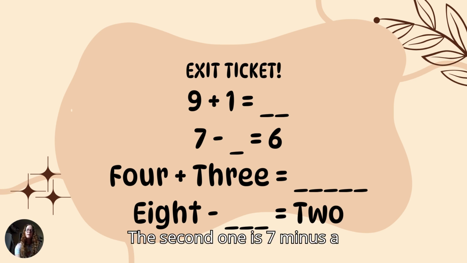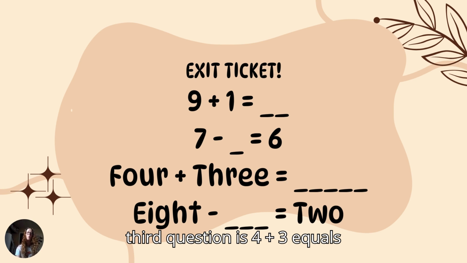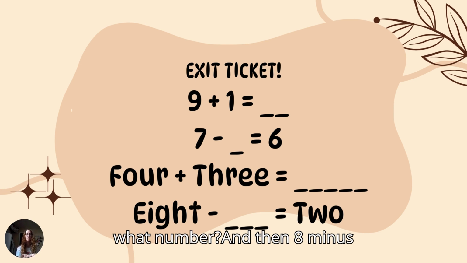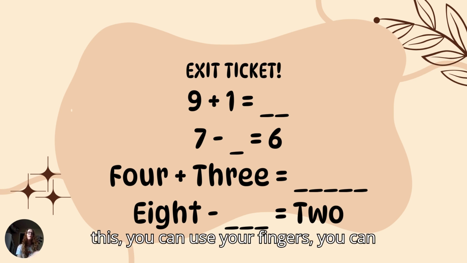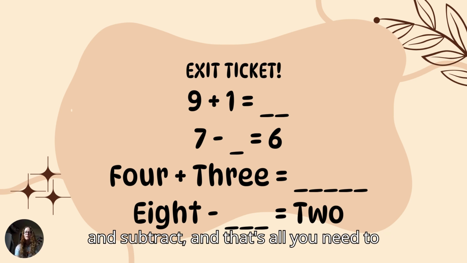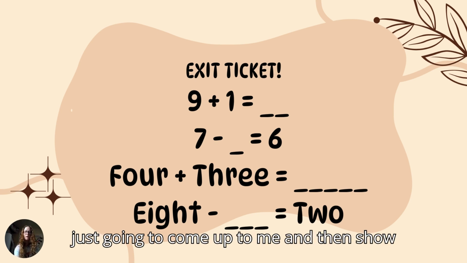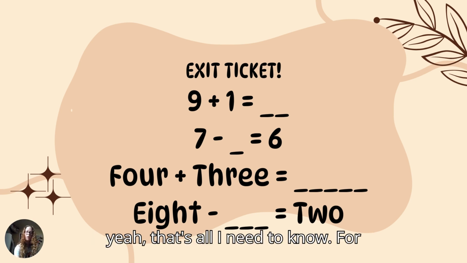The second one is 7 minus a number equals 6. The third question is 4 plus 3 equals what number? And then 8 minus blank equals 2. Like this, you can use your fingers, or you can use something you see around you to add and subtract, and that's all you need to do. Once you're done, you're just going to come up to me and show me or explain to me what you did. That's all you need to know.